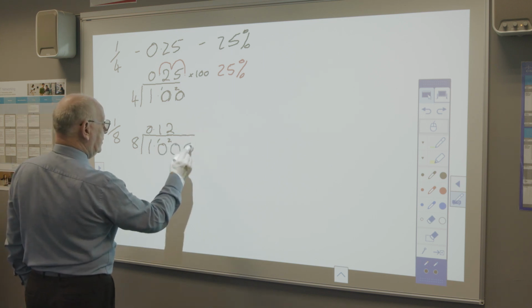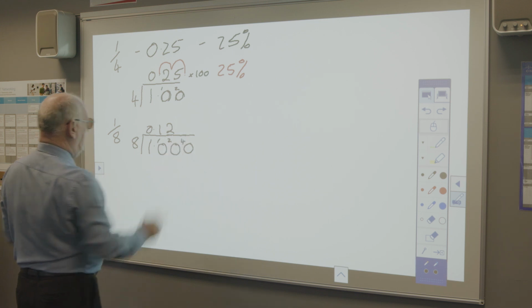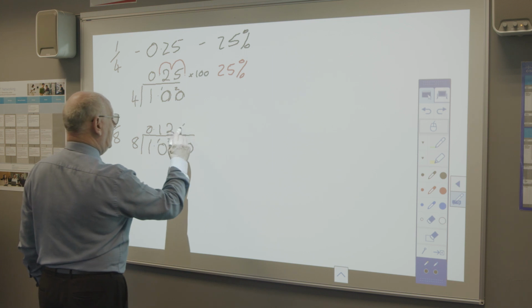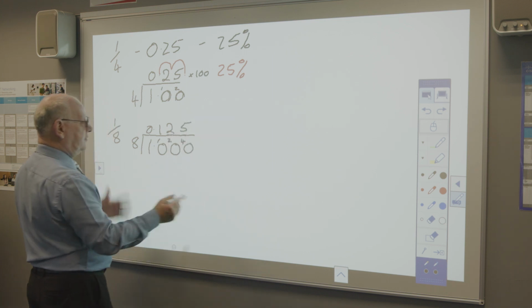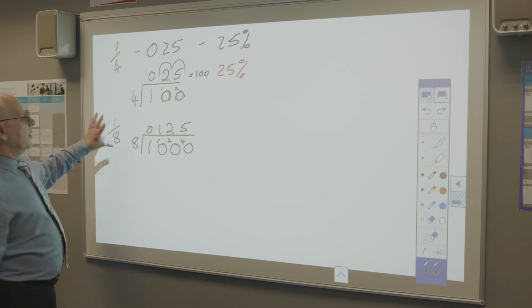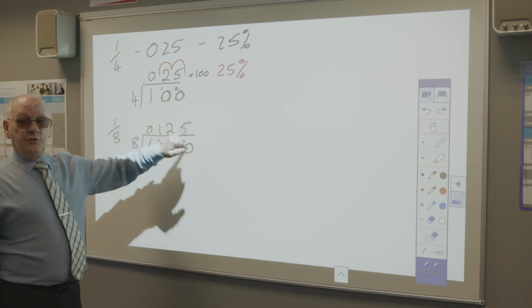Put another 0 in. Remember, you've got plenty to play with. 8 into 40, exactly 5. So we've got nothing left. We don't need another nought. We're done. So 1/8 as a decimal is 0.125.